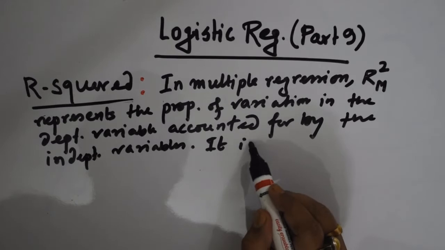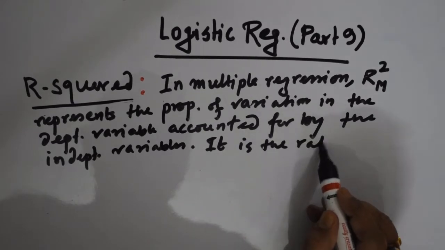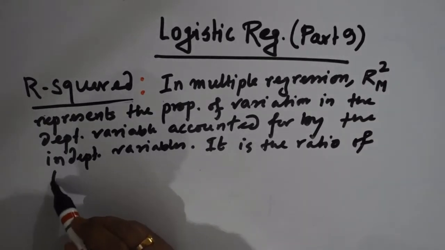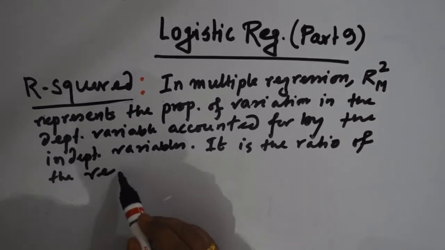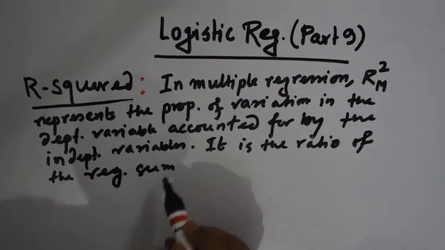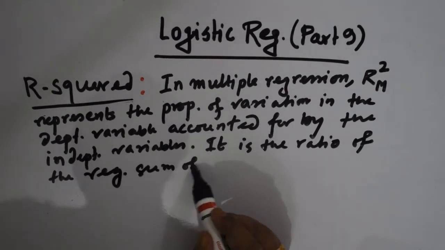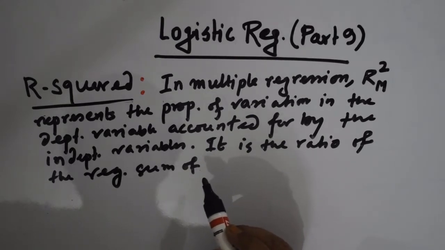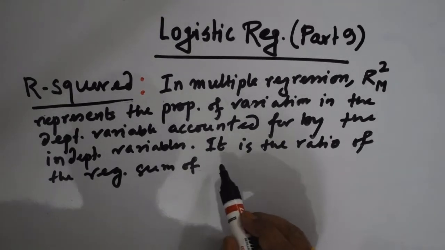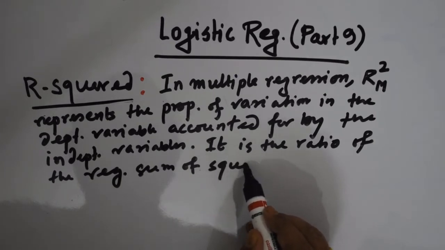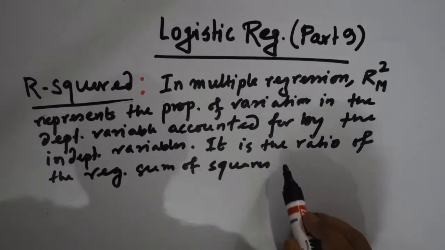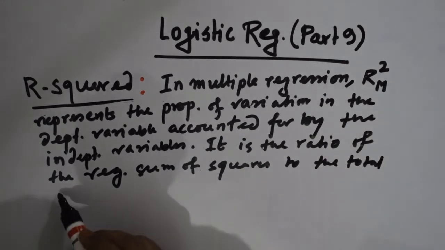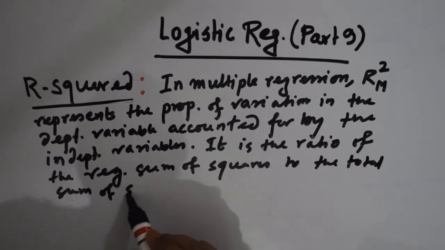It is the ratio of the regression sum of square to the total sum of squares.